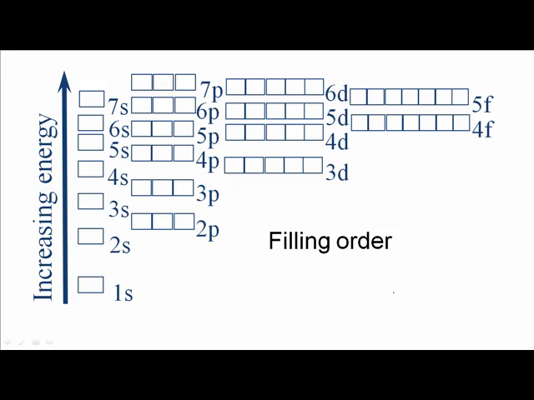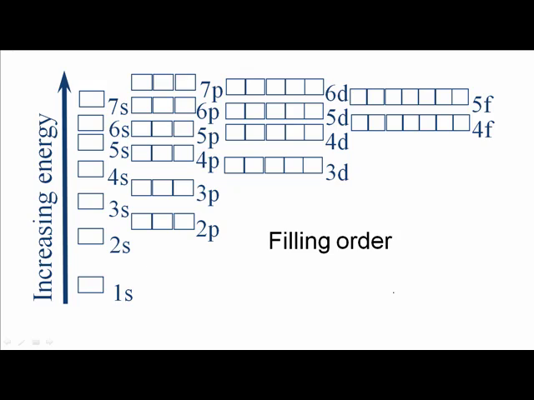So, to organize all of this, there's lots of different diagrams you can look at. I chose one that basically shows all your S sublevels on the left, and then your P sublevels, and then your D sublevels, and then your F sublevels. And this shows them in order of increasing energy.